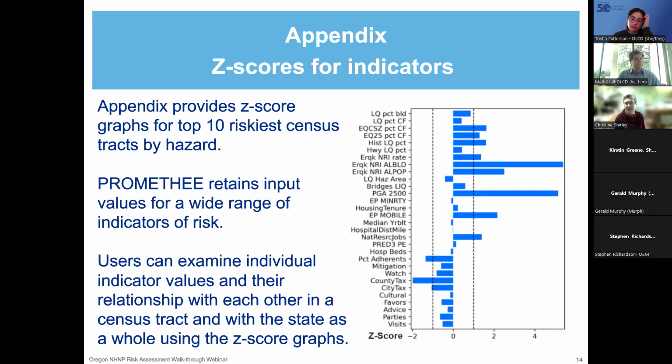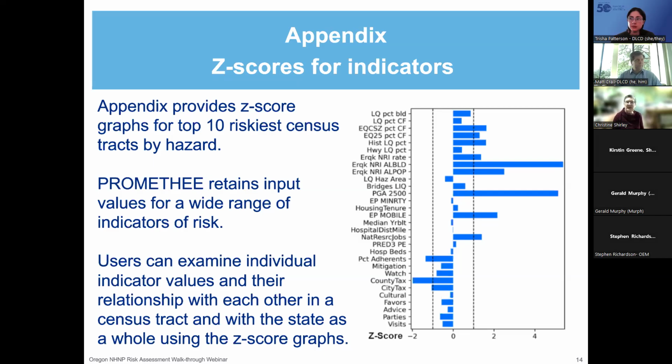We have 9 hazards and 1,000 census tracts. So our intention is to put these charts into a GIS environment so you can click on a census tract and bring them up in the future. What these mean is that it shows the indicators that were used to evaluate the hazard, and then the bars show the Z-score, which is how many standard deviations away the indicator is from normal.